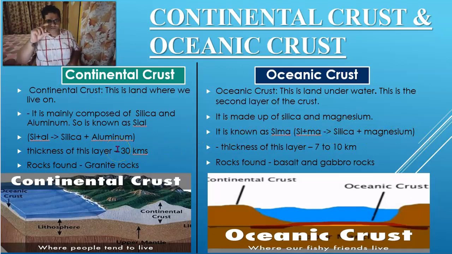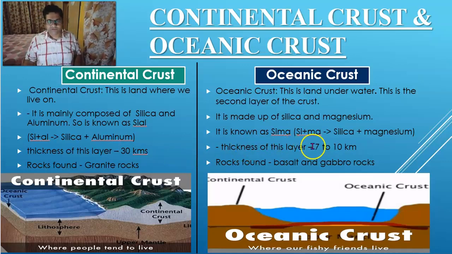Now what is the thickness? The thickness of the continental crust is 30 kilometers, and the thickness of the oceanic crust is 7 to 10 kilometers. What are the rocks found in that? In the continental crust we find granite rocks, and in the oceanic crust we find basalt and gabbro rocks. So I hope you have understood this part till now. Now we will look at the video explanation.